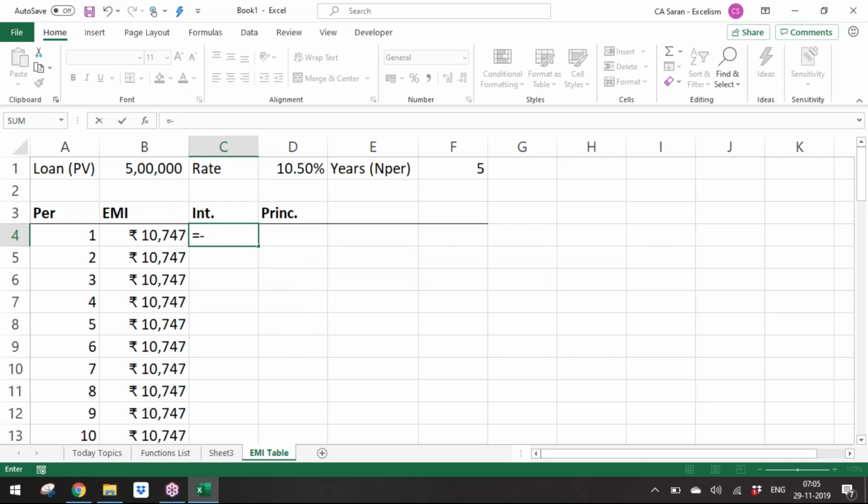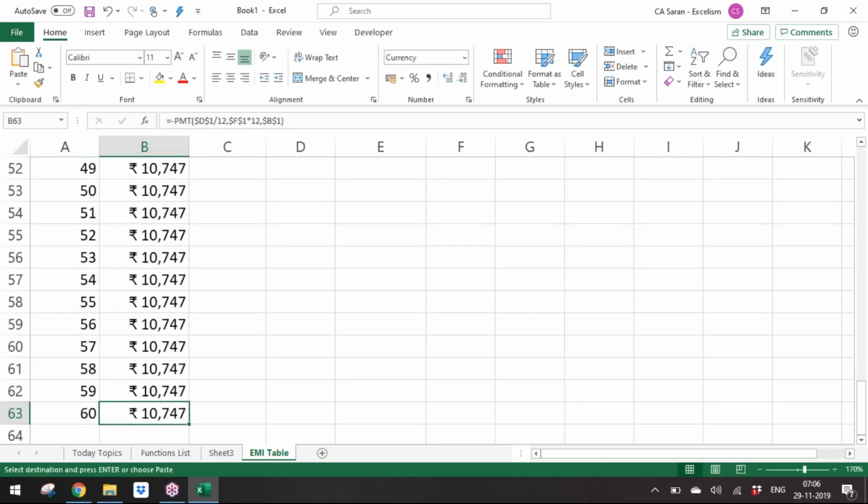IPMT, sorry, this is interest, right? IPMT. Again, I start with a minus because the IPMT function gives you a negative value. So the rate is this, fix it, divided by 12, comma, PER, this extra argument. Which period are you calculating? I am calculating for the first period, comma. I'm not going to give the dollar symbol because if I copy paste this, it should automatically become 2. Number of periods, these many periods, freeze it, into 12, comma, then this is my loan amount, close bracket, enter, copy and paste.